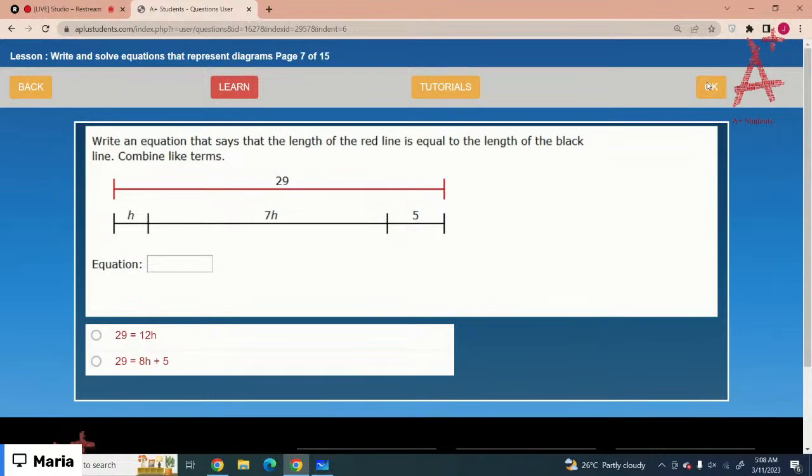7h and h are like terms. So you can just have the like variable, you can just add them. So it would be 29 equals 8h plus 5. Got it? The correct option is 29 equals 8h plus 5. So just select the correct option, then click on the OK button.